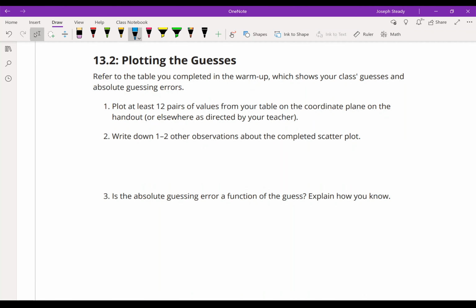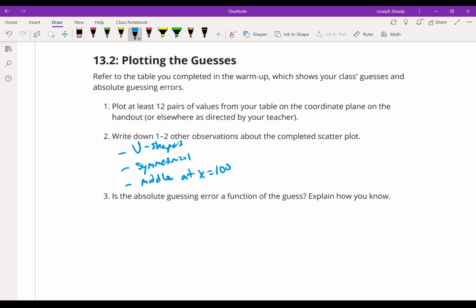One or two observations. It is V-shaped. It seems to be symmetrical. It seems to have a middle at x equals 100. Or I guess a guess of 100. We didn't really call it x. So there's some observations I have about this scatter plot.